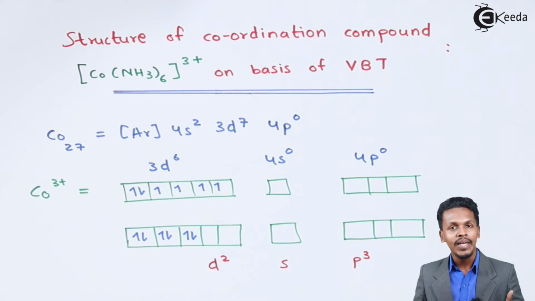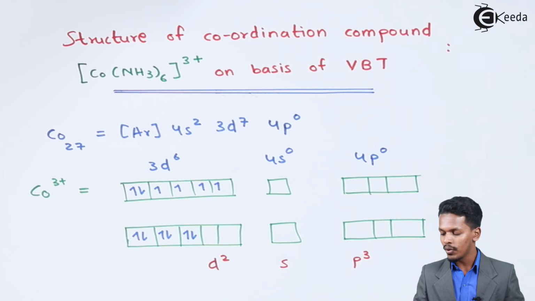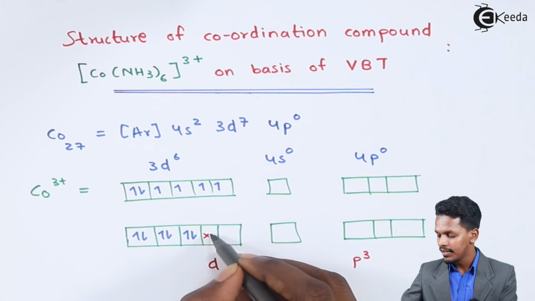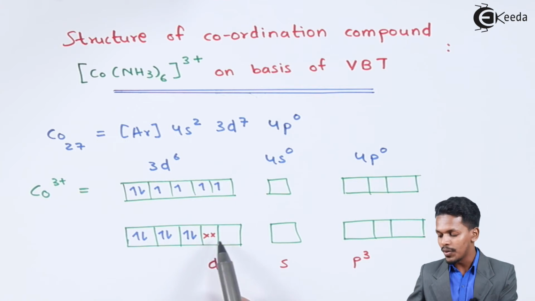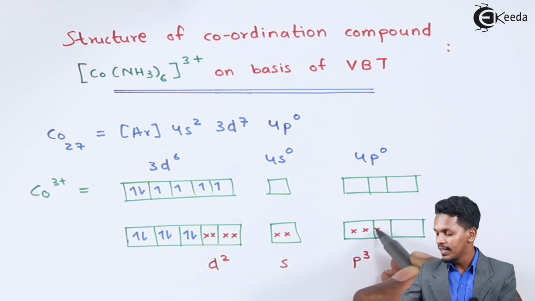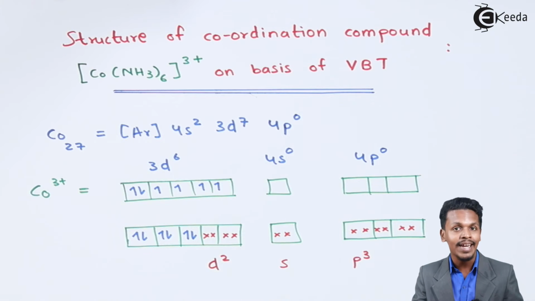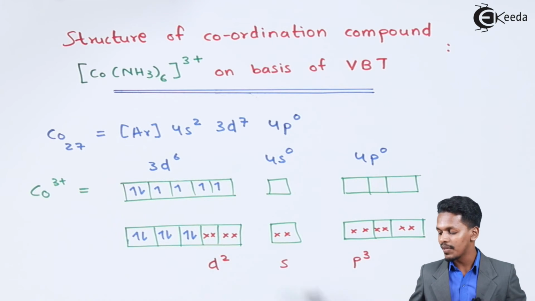Based on that, let me give you an example of the structure, but first let us understand how many electrons are donated by the ligands. Ligands donate a lone pair of electrons. One NH3 can donate one lone pair, that is 2 electrons. So this is one NH3, this is the second, third, fourth, fifth, and 6th. So overall 12 electrons are donated by the ligands to the central metal ion, cobalt. So this is the structure and the hybridization that we have got.